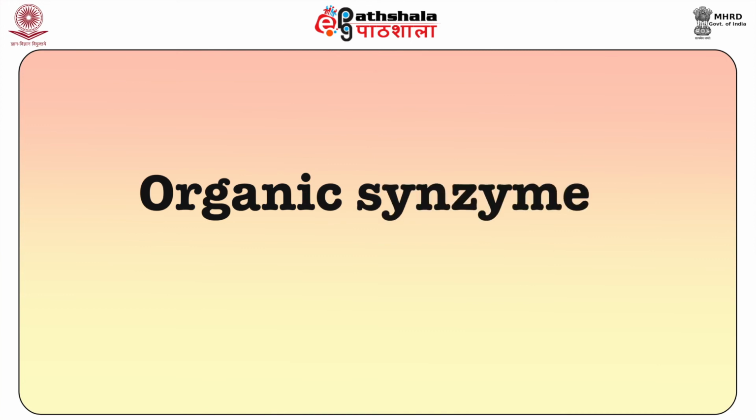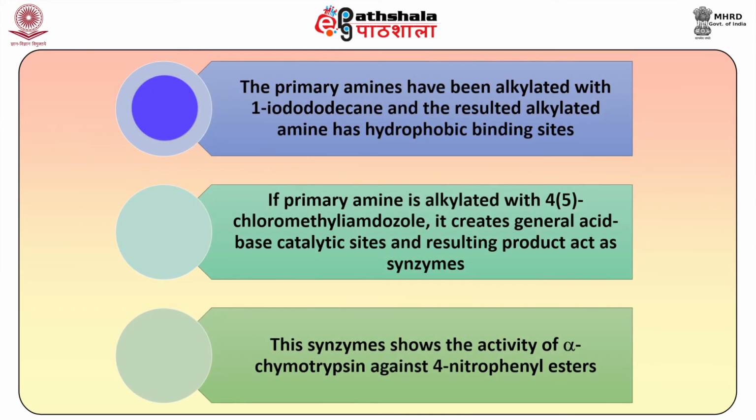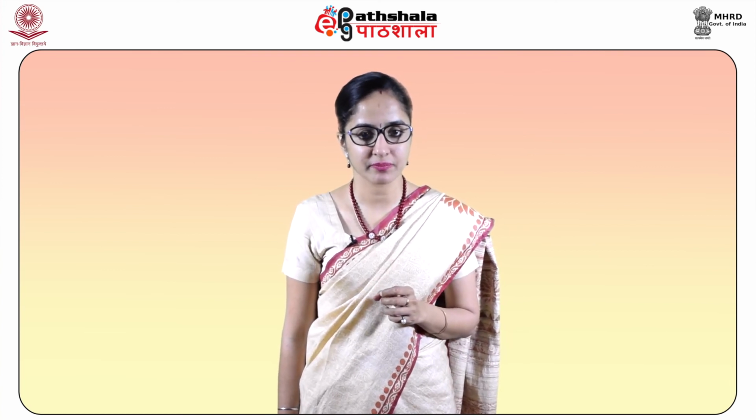Organic synzymes. The primary amines have been alkylated with 1-iodododecane and the resultant alkylated amine has hydrophobic binding sites in this particular organic synzyme category. If primary amine is alkylated with 4,5-chloromethyl imidazole, it creates a general acid-base catalytic site and resulting product acts as synzymes. This enzyme shows the activity of alpha-chymotrypsin against 4-nitrophenyl esters. However, due to its random structure, it shows very poor esterase specificity.